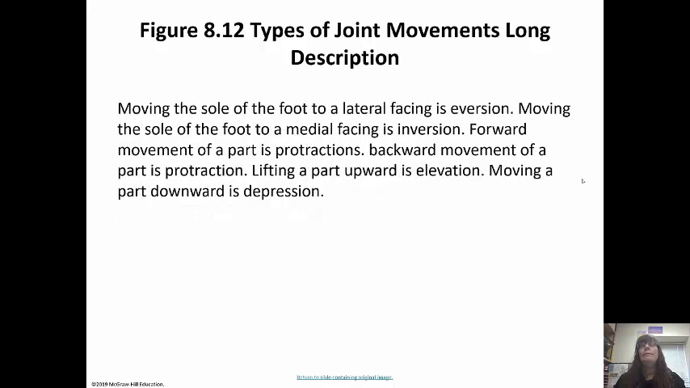Moving the sole of the foot to a lateral facing is eversion. Moving it to a medial facing is inversion. Forward movement is protraction. Backward movement is retraction. Lifting a part up is elevation. Moving it down is depression.